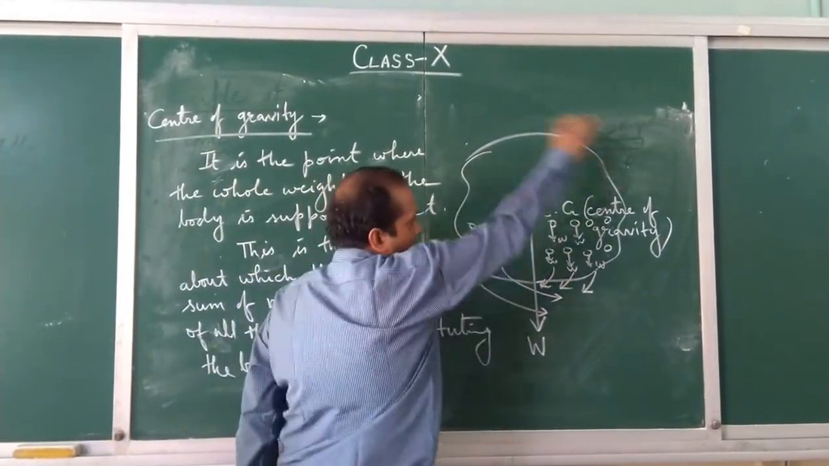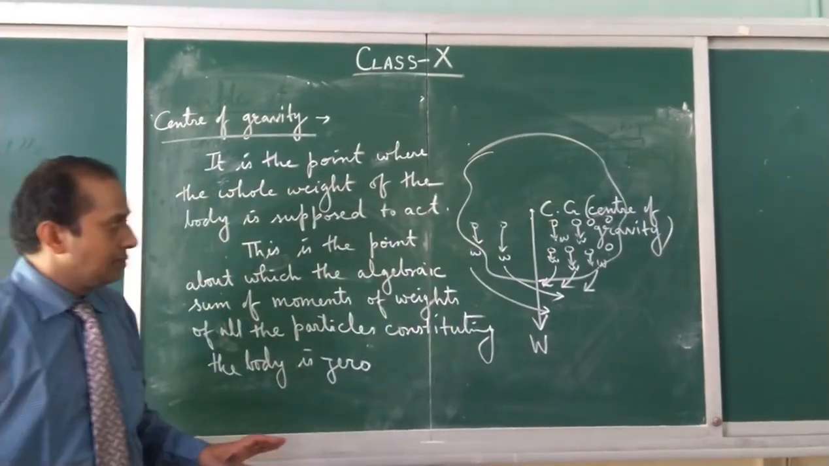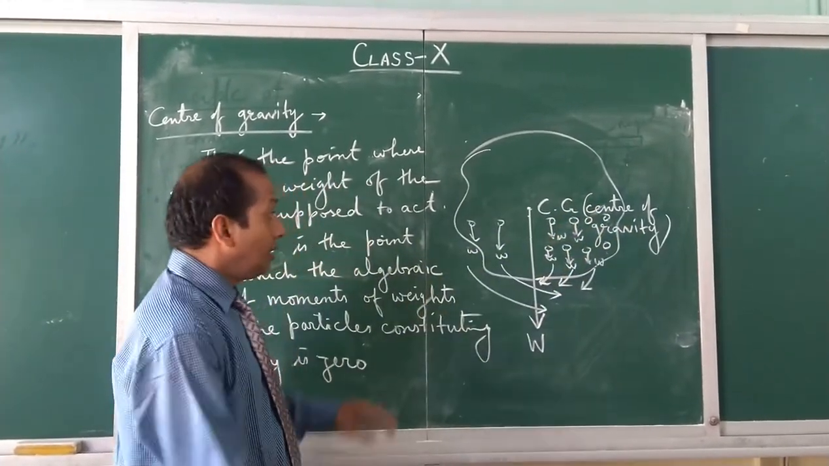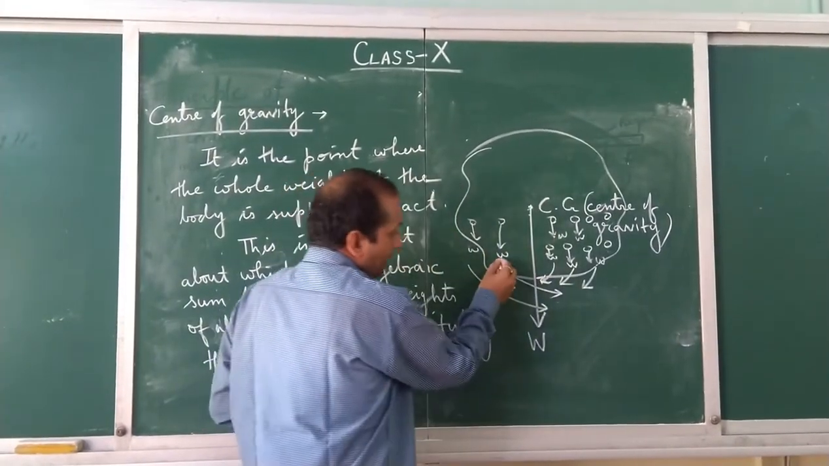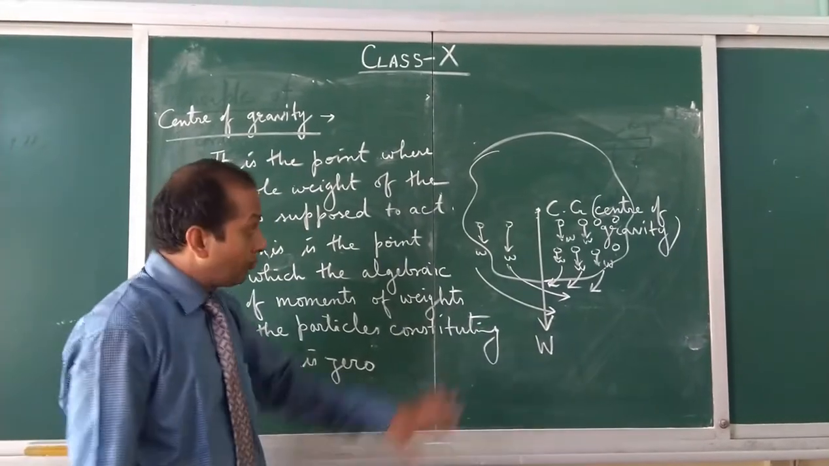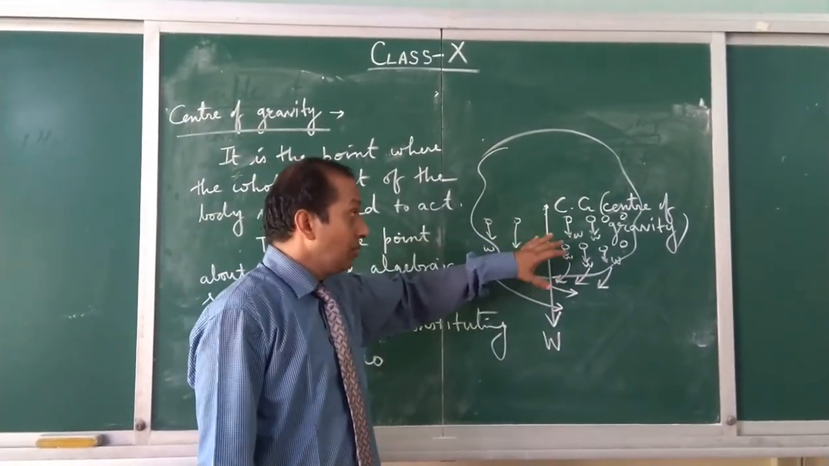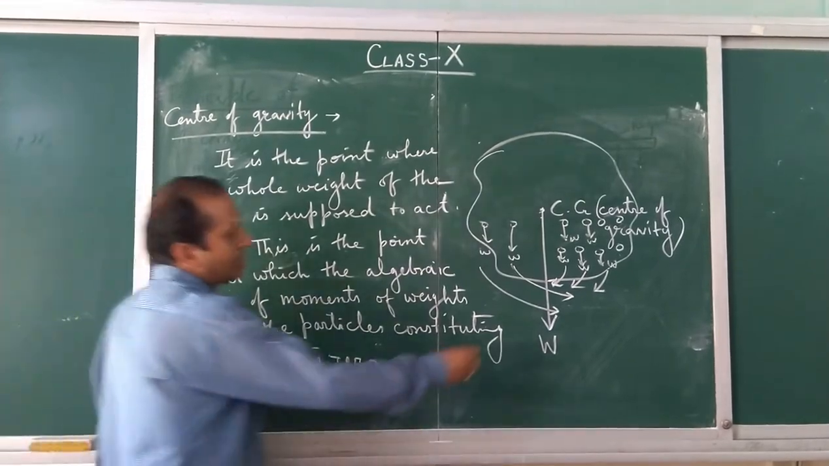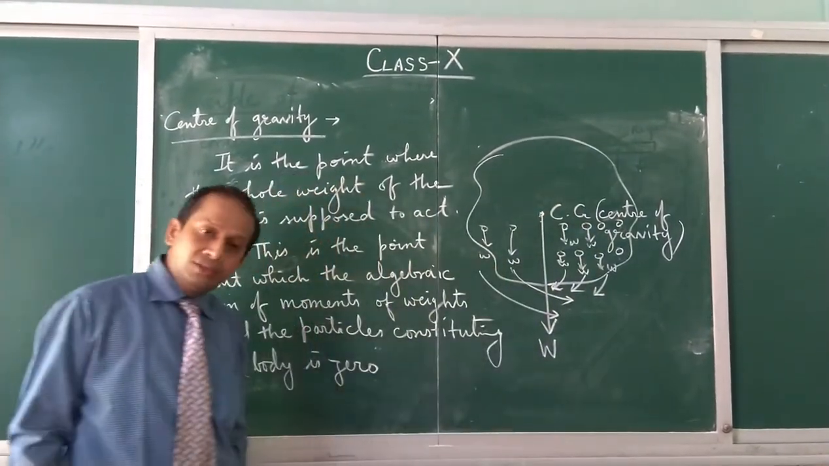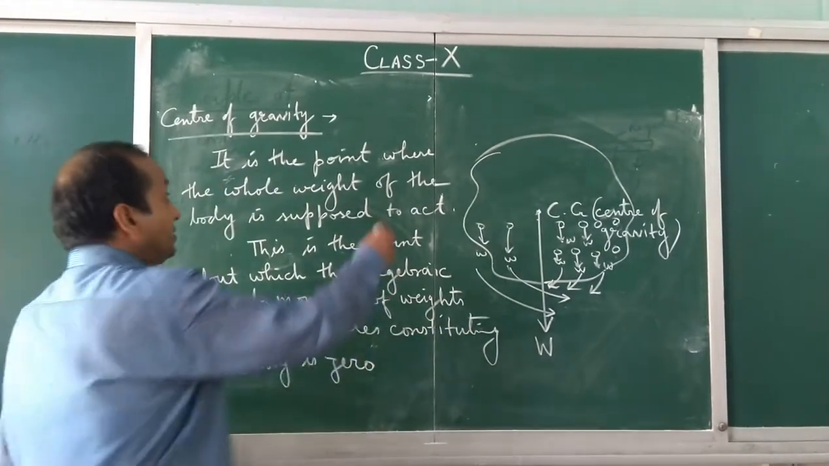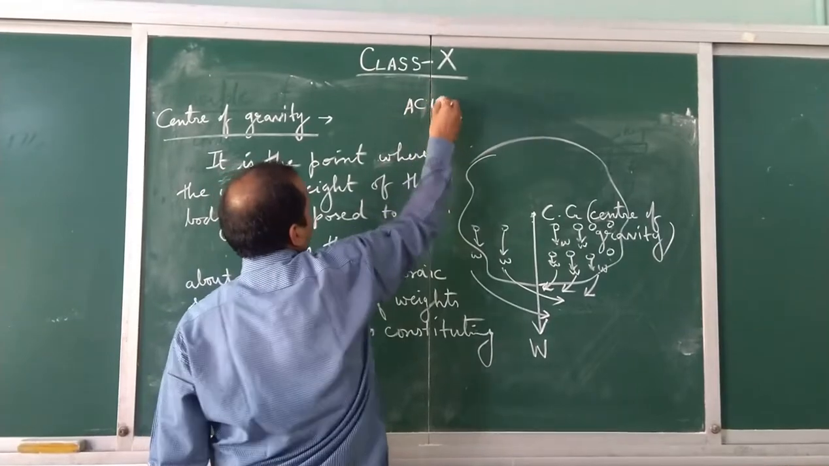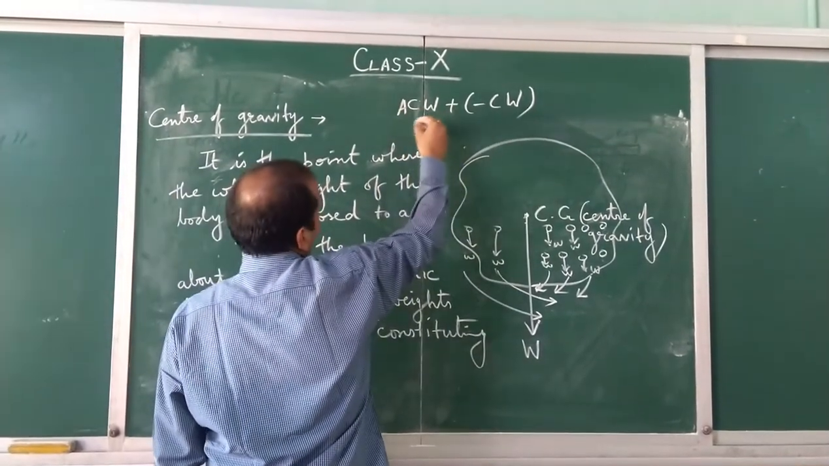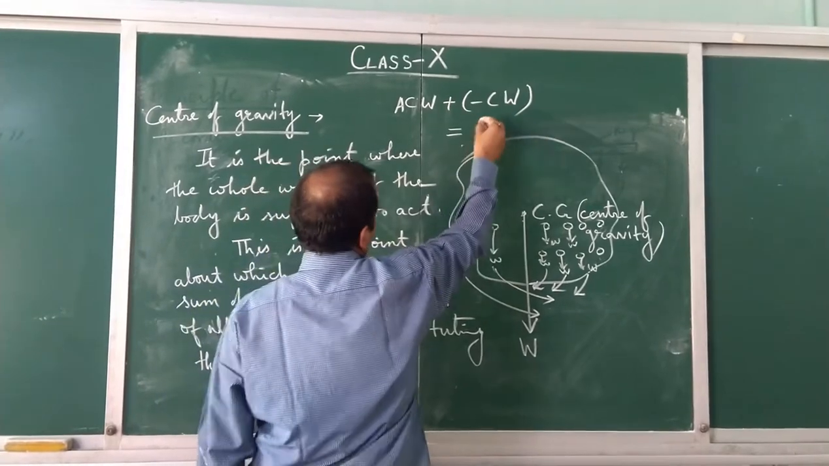See, this total body is made up of several particles, and each particle has its own weight. About this point, the sum of anti-clockwise moments of all the weights constituting the body and the clockwise moments about this point are equal. Or you can say the algebraic sum of moments. You know that anti-clockwise moment is taken as positive and clockwise as negative. So the algebraic sum of moments of all weights will be zero.